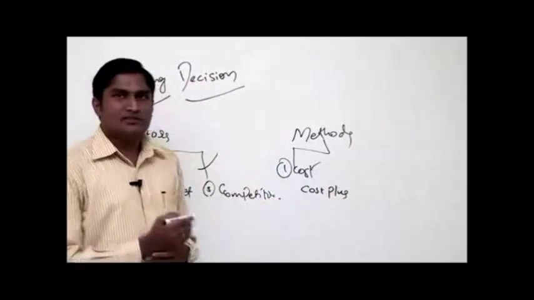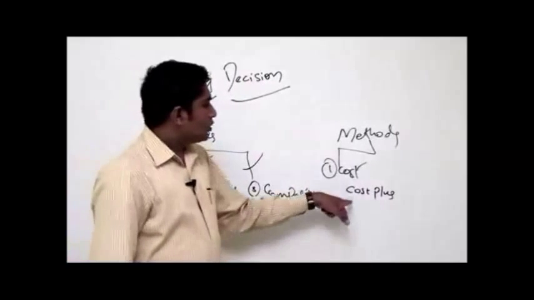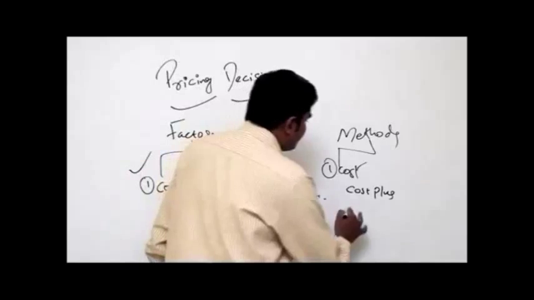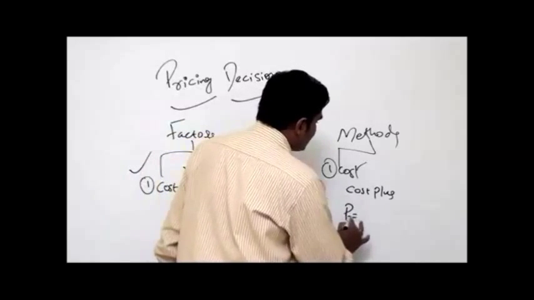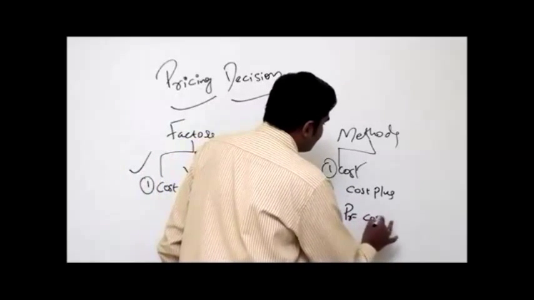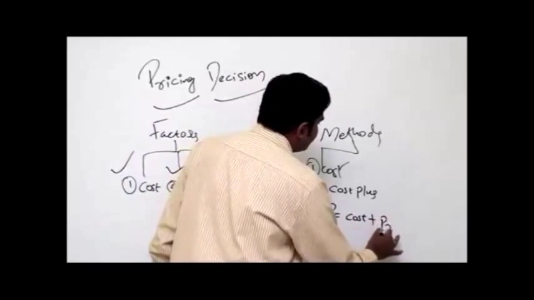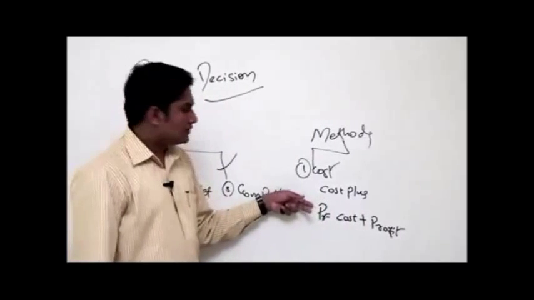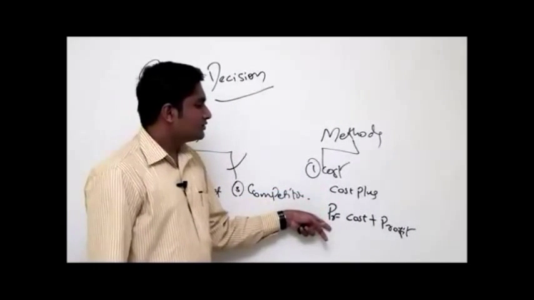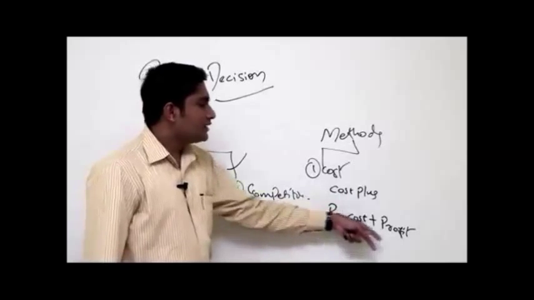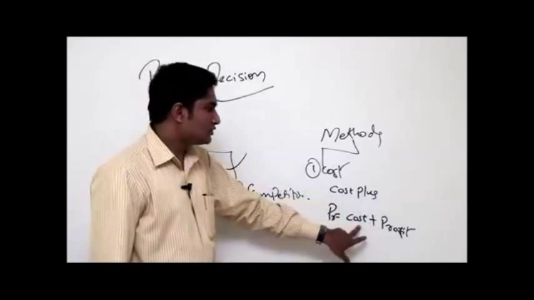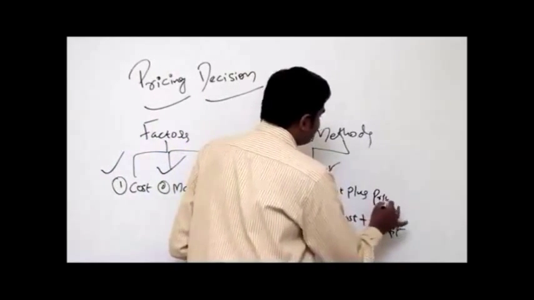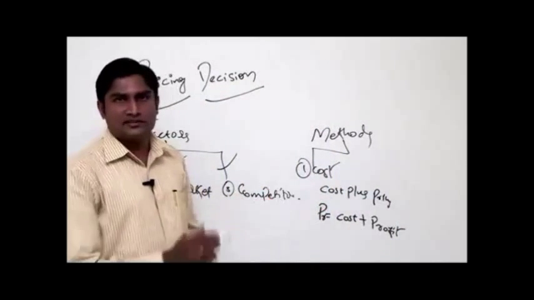So what is the cost plus method? Cost plus method means the pricing scenario is such that the price is equal to cost plus a certain percentage of profit. It's a simple technique. In order to determine a price, the firm has to add a certain percentage of profit along with cost in order to get the price. So this system of price fixation is known as the cost plus pricing situation.